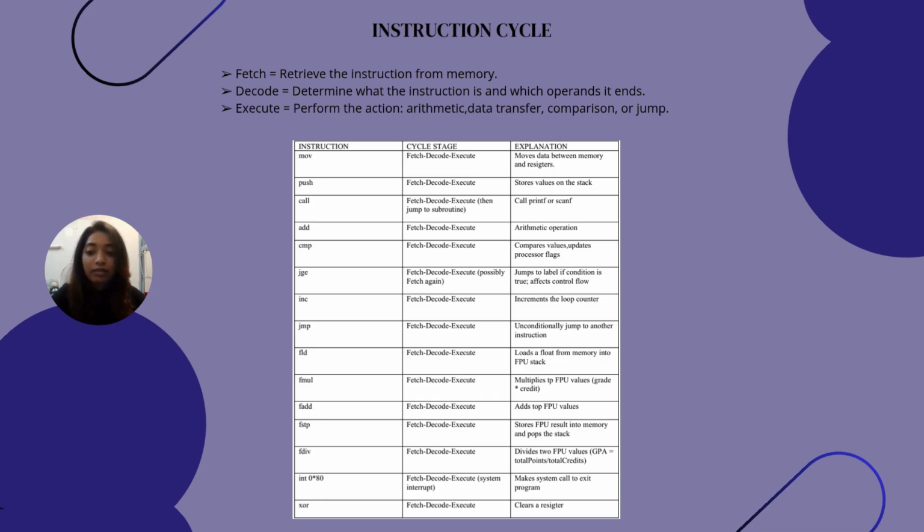The 14th is FDIV. It uses fetch, decode, execute to divide two FPU values, such as CGPA equals total points divided by total credits. And INT 0x80 uses fetch, decode, execute, a system interrupt, to make system calls to exit the program.